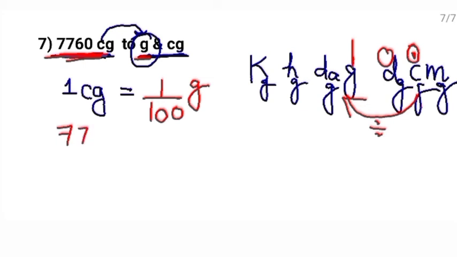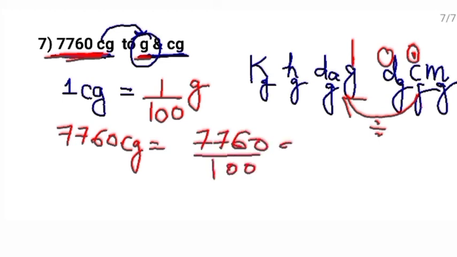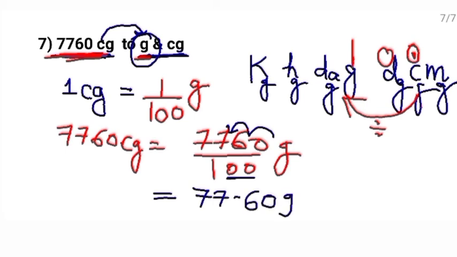So 7760 centigram is equal to 7760 upon 100 grams. Now you have 2 zeros in the denominator, and as you have done in fractions, if we are dividing by a power of 10 and the denominator has 2 zeros, you will put the decimal before 2 digits. So we will put decimal 1, 2 here. Clear? So this will become 77.60 gram. This is your answer.